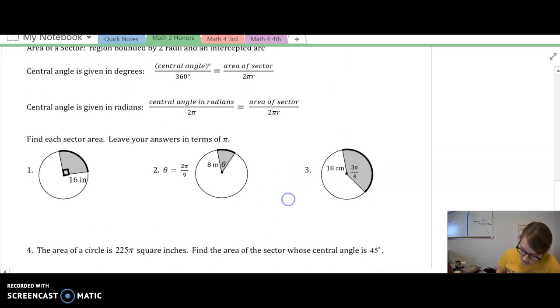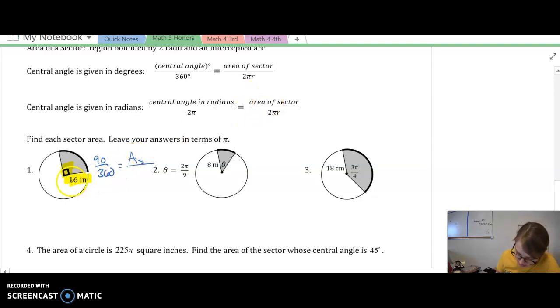Okay, so I see that we have a 90-degree angle, and we have a radius of 16 inches for that. So let's set up our fraction. We have 90 degrees, because that's what was given, over 360. And then the area of the sector, well, that's what we're finding.